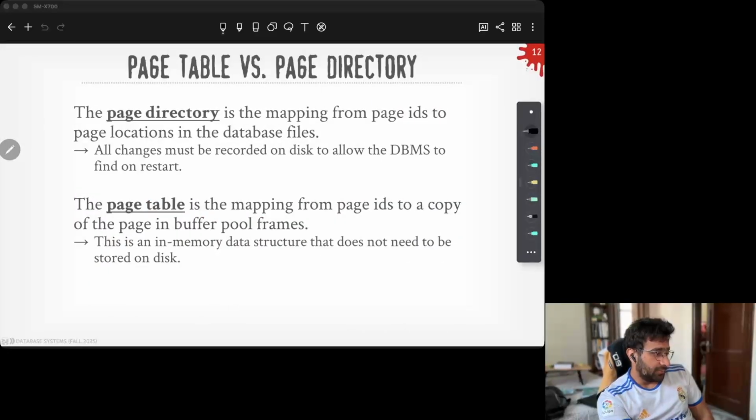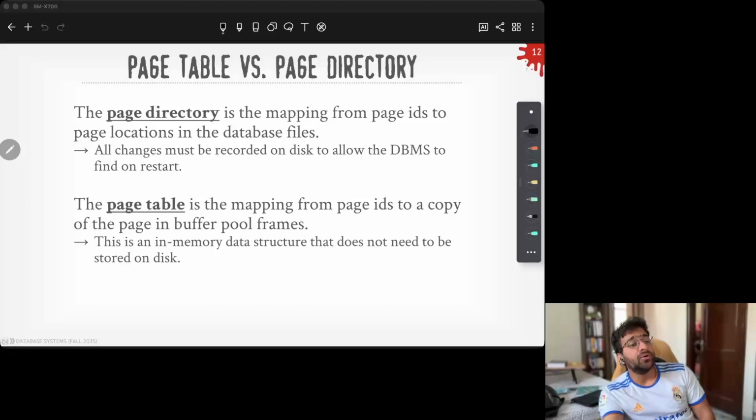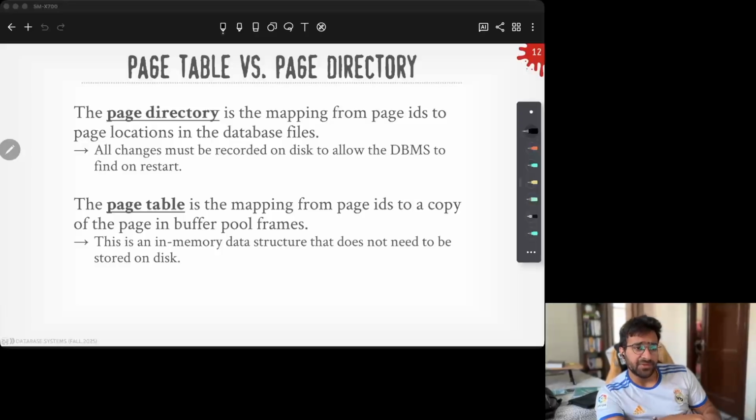So, a page table versus a page directory. What is a page table? A page table is an internal structure, metadata about the buffer pool and what pages are cached in the buffer pool. But a page directory is the metadata about the pages lying on the disk. It has nothing to do with the buffer pool in main memory. All it has to do with is the data lying on disk. A page directory is a mapping from page IDs to page locations in the database files.